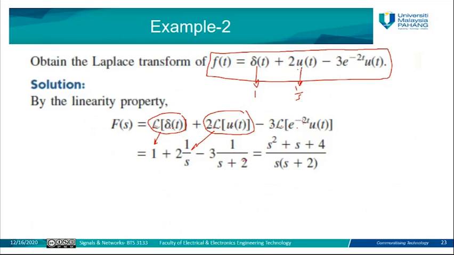Now you can compile everything into one function: you take s plus 2 as a common denominator, then you find the numerator of your function. This is the common method that we use in order to calculate the Laplace transform. You see, we don't need to find the integration from 0 to infinity for all of these: delta(t) plus 2u(t) minus 3 e to the negative 2t u(t).